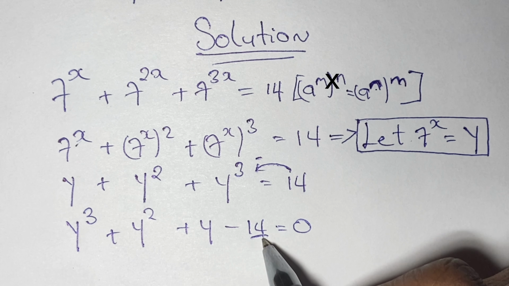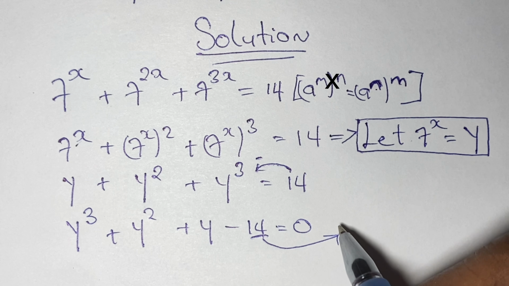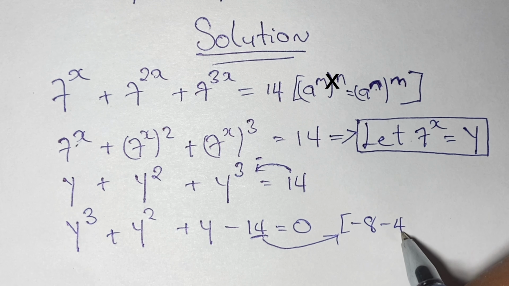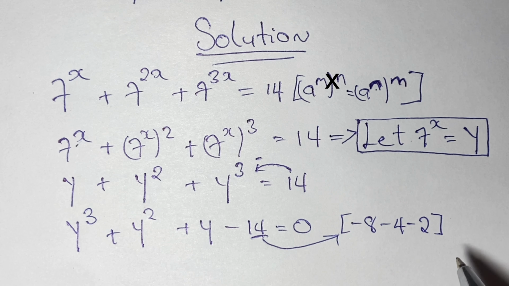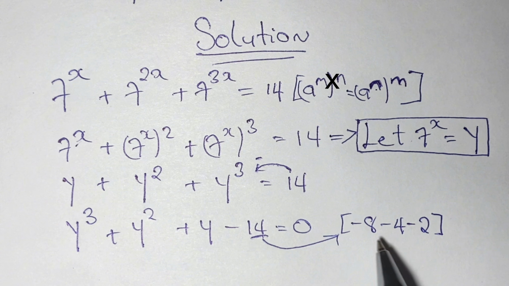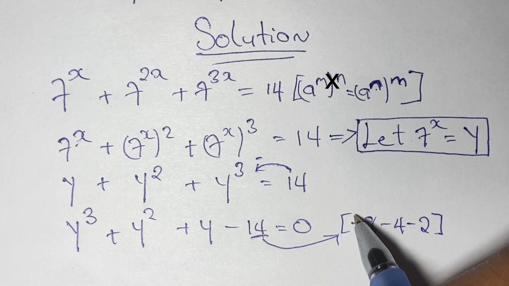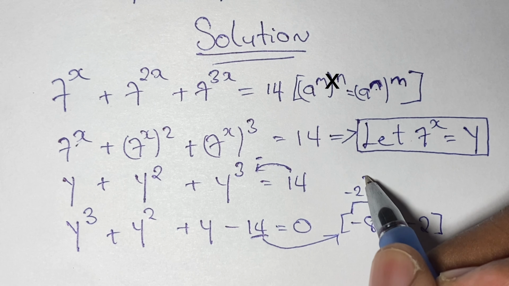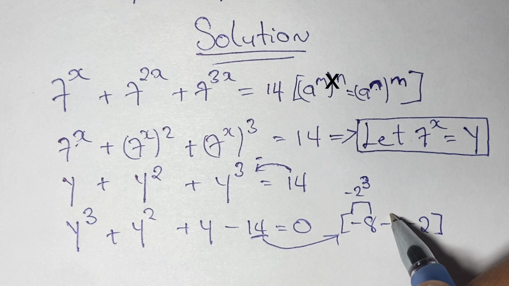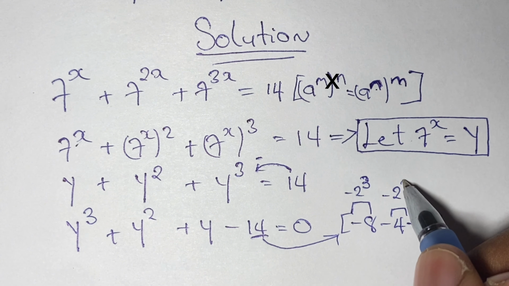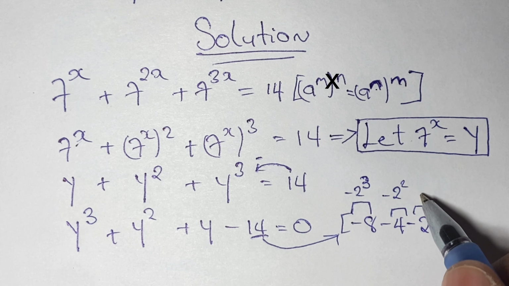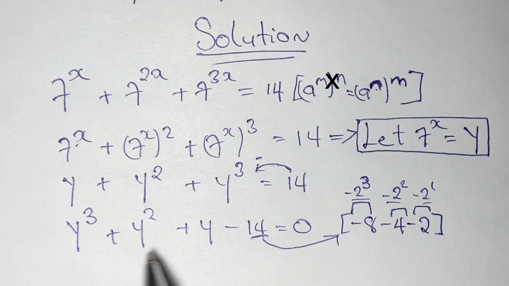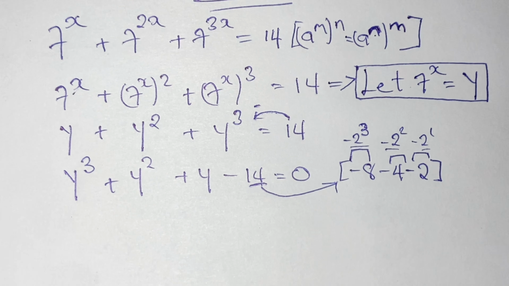Now we can simplify our equation by taking this negative 14, and negative 14 can be evaluated as negative 8 minus 4 minus 2. So subtracting these numbers gives us negative 14, where negative 8 is a cubic number, minus 2 to the power of 3. So that's going to give us negative 8, and here we have negative 4, so we'd have minus 2 squared. And here we just have minus 2 to the power of 1, which is just negative 2. So we'll take these three numbers and put them into our equation.